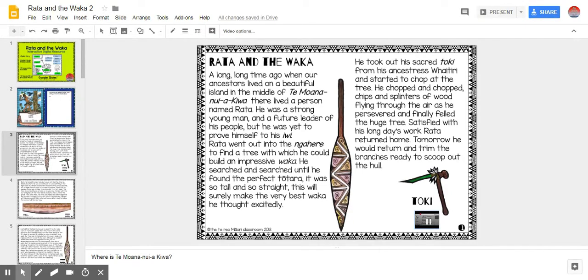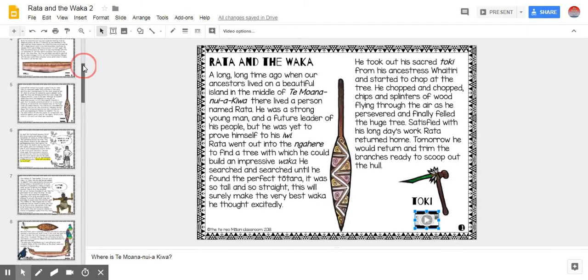Rata and the Waka. A long, long time ago, when our ancestors lived on a beautiful island in the middle of Te Moana Nui a Kiwa, there lived a person named Rata. He was a strong young man and a future leader of his people, but he was yet to prove himself to his iwi.